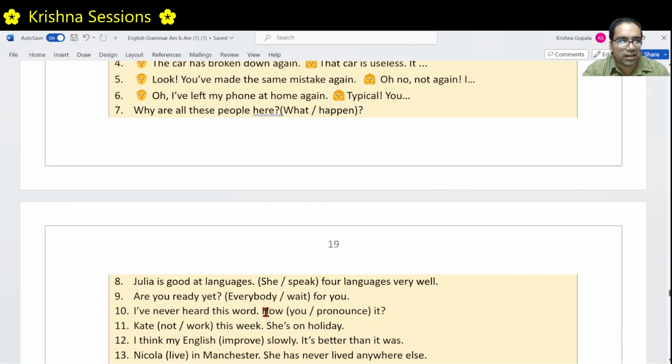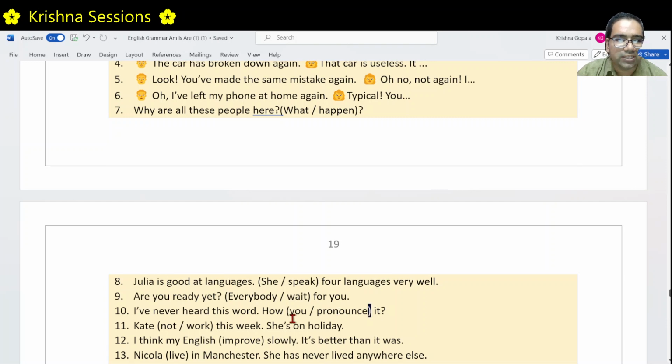"I have never heard this word. How do you pronounce it?" How the word is pronounced is general. It is nothing specific to right now. Whether I know this word or I don't know this word, the pronunciation is always the same. It is not about pronouncing the word right now. So it is about how you pronounce it. That is the correct form: "How do you pronounce it?"